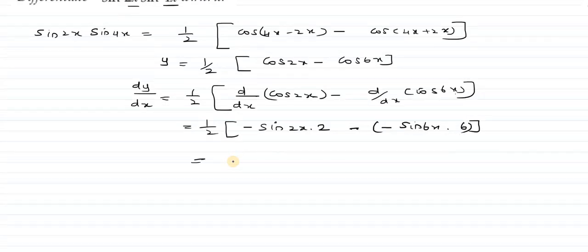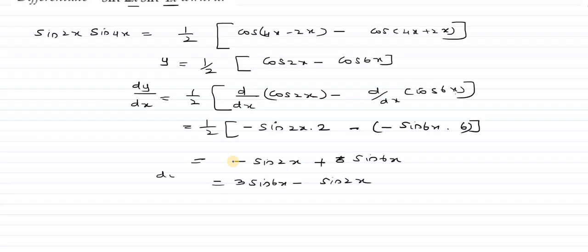So this will be 2 and 2 cancels. Minus sine 2x on opening the bracket. Here it will be plus 6 by 2 is 3. So 3 sine 6x minus sine 2x will be my dy by dx value. Is it clear, all of you? Any doubt? Using a trigonometric identity will give you an advantage, so try to use it.